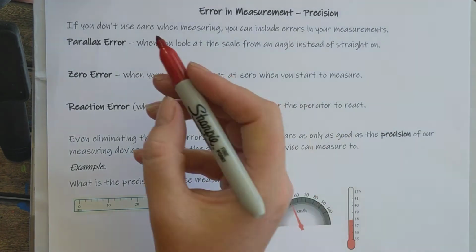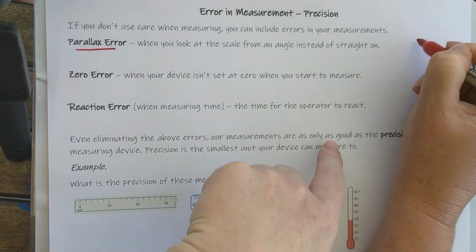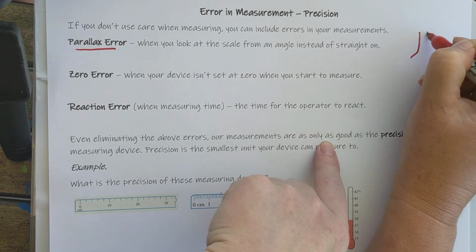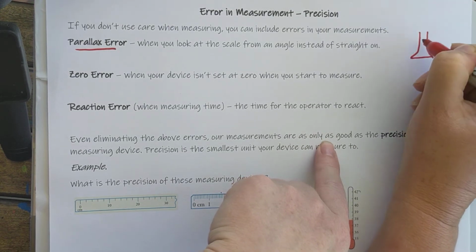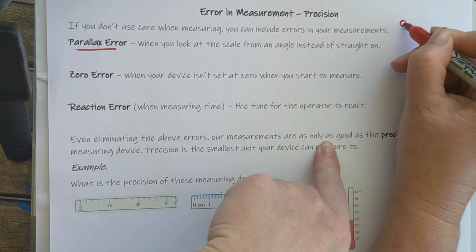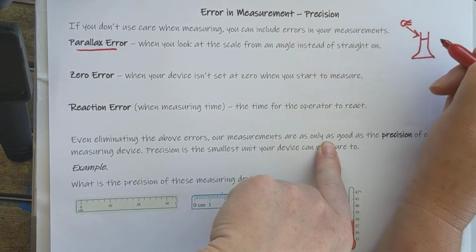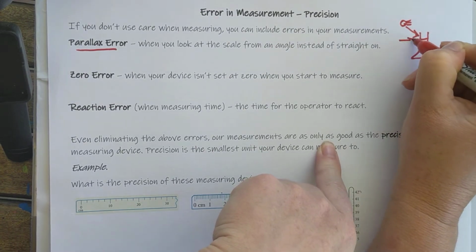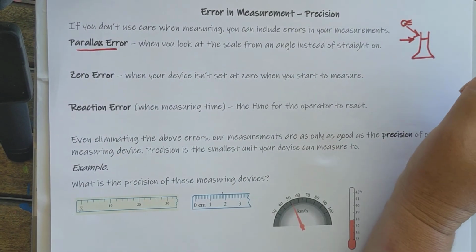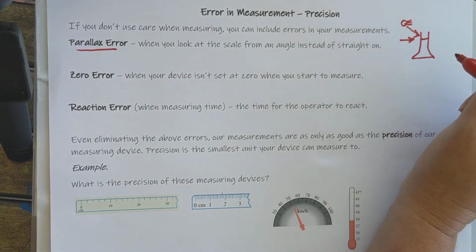One is called parallax error, and you will have heard about that in science. That's when you're looking at something that you've measured, say for instance, a liquid, and you look at it from an angle, so here's your eyeball, here you've got your eyelashes. If you look at an angle like that, instead of straight on, you'll get a parallax error. When you look at the angle, you won't see the liquid at the spot that it is exactly.